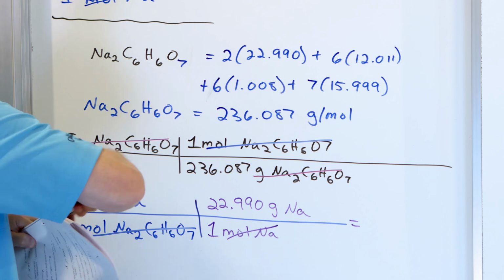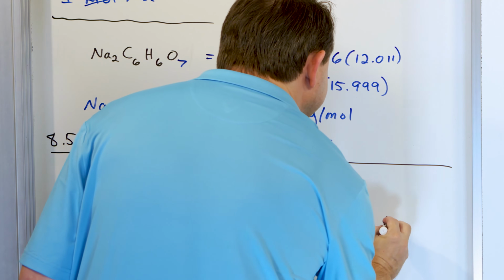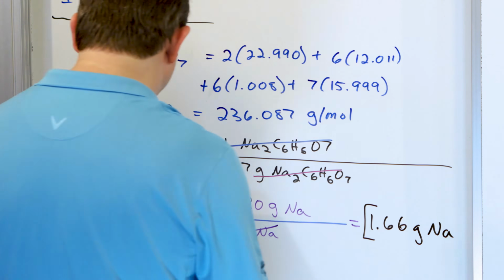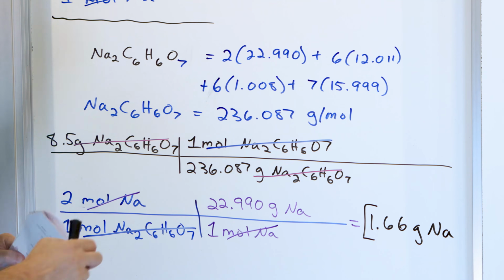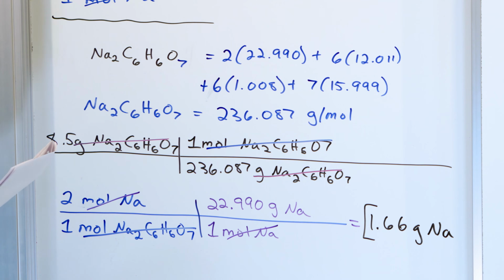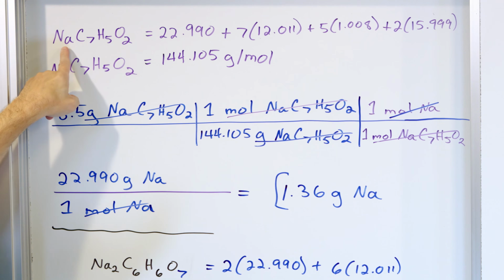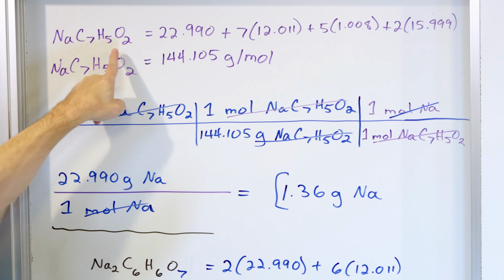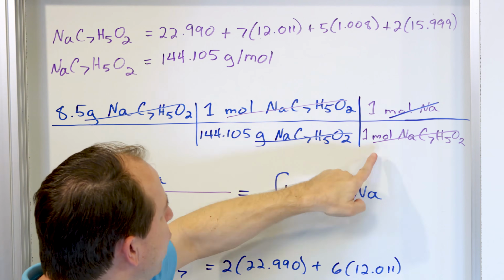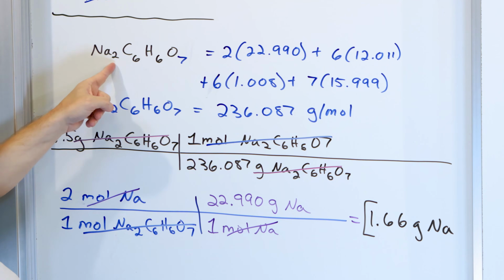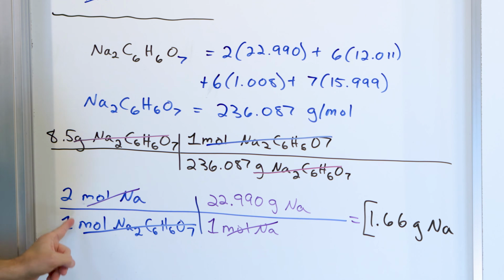divide by 1, we get 1.66 grams of sodium. So really the only difference between these two problems, other than that the formula is different, is notice in this one there was only 1 sodium atom for every one of these units. So there was a 1-to-1 correspondence here. But in this formula, there were 2 sodium atoms for every unit. So there was a 2-to-1 correspondence here.